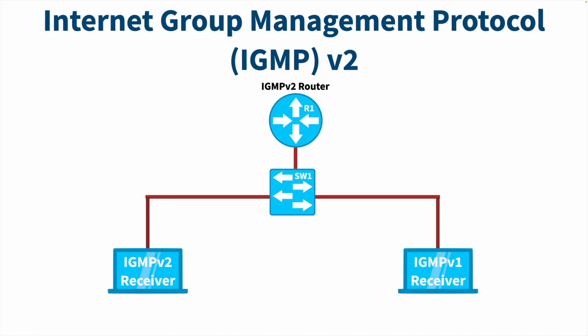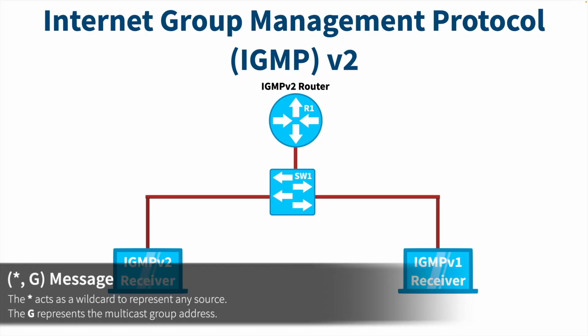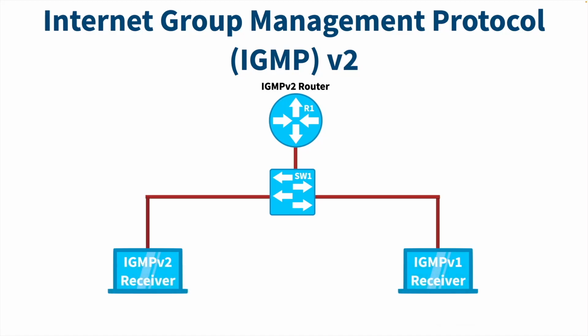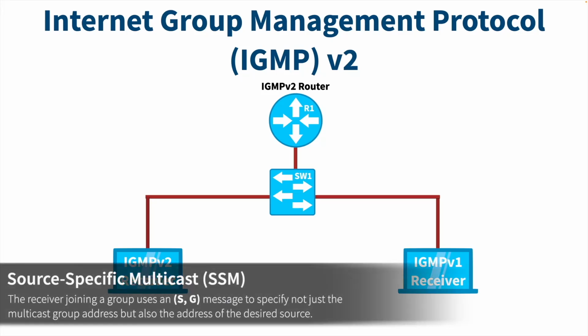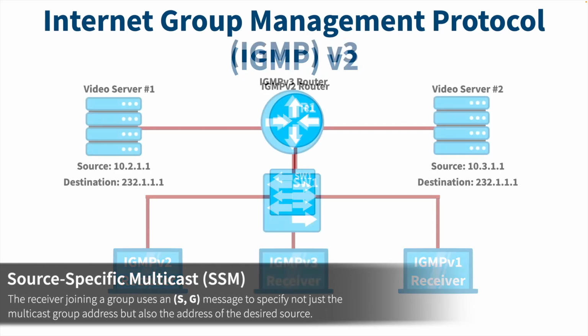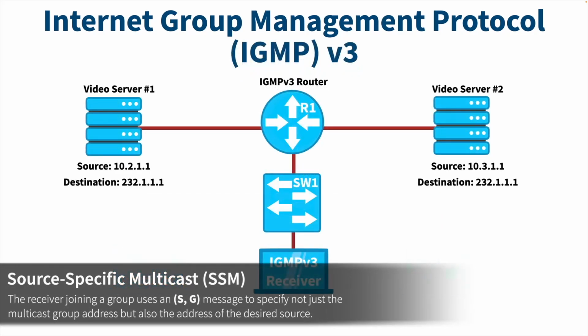And with both IGMP versions 1 and 2, when these receivers say that they want to belong to a group, they send what is called a star, G message. The star represents the source sending traffic to that group, and the G represents the group address itself. Well, a star, G message doesn't really care who the source is. We're just saying, I want to belong to a group. But there are times where we may want to specify the source. That's called source-specific multicast. Maybe we have a content distribution network, for example, around the world, and we want to receive traffic from a source that's closest to us.